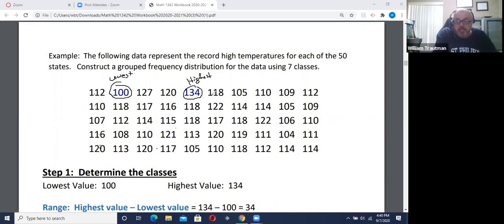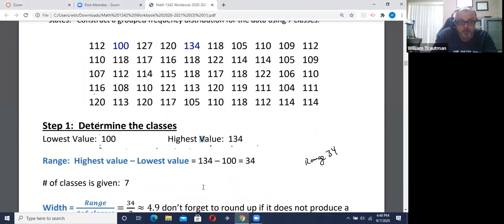And we want to find the range. So to find the range, remember, it's the highest minus the lowest. Highest minus the lowest. So our range is 34. So let's just remember that. Our range is 34. It's really hard to do this on this Zoom, normally I do this on a big board.